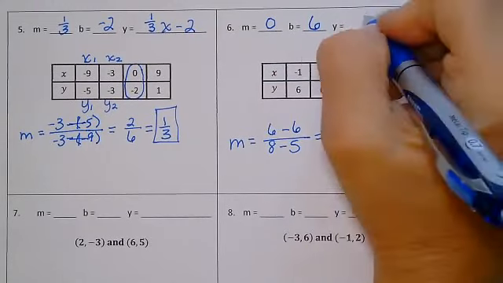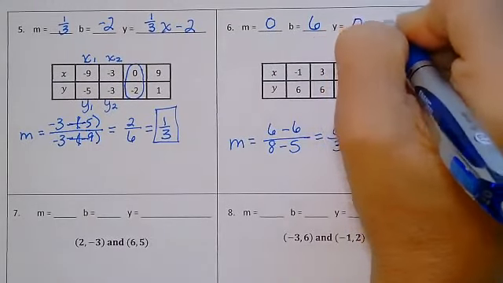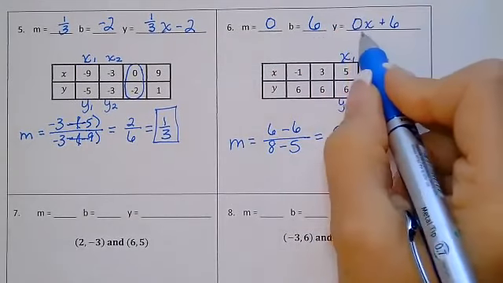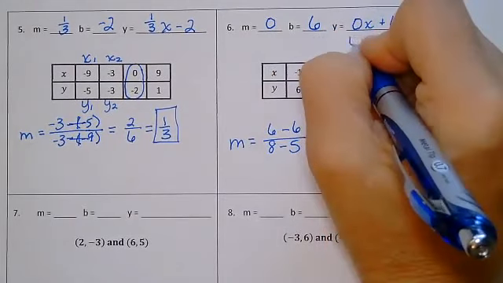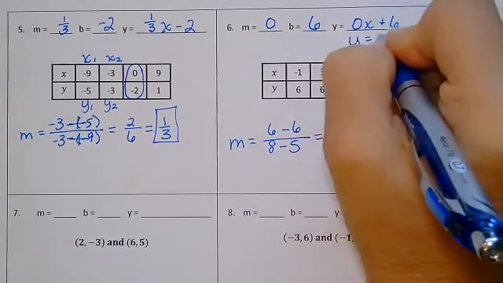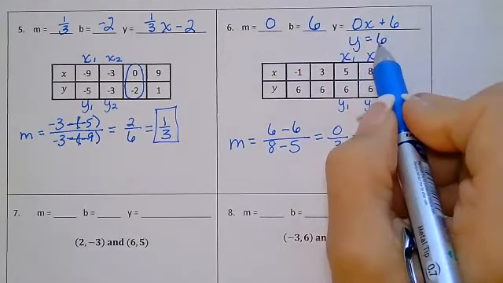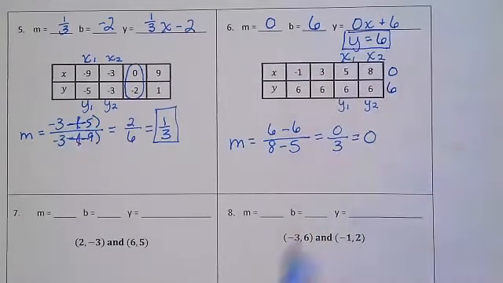So if I were to write that, it would look like y equals mx plus b. We know anything times 0 is 0. So this is y equals 6. 0 plus 6 is 6. So this is the equation for the table.